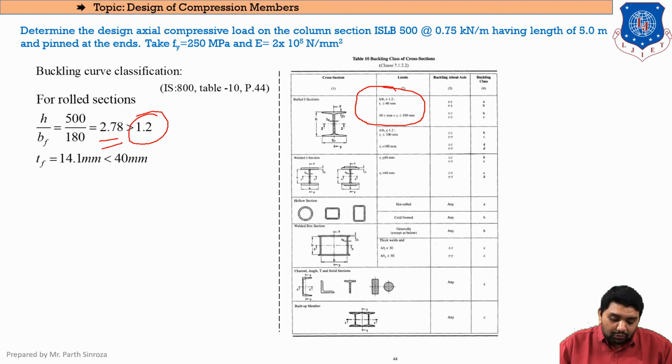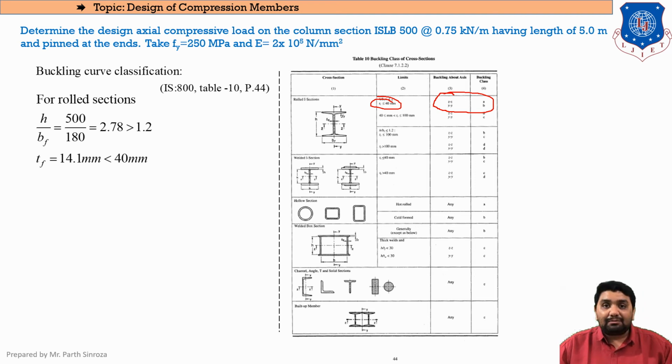For the upper box also there are again two parameters. The first parameter is TF, that is thickness of flange. If the thickness of flange comes out to be less than or equal to 40 mm, then the buckling class about ZZ axis will be buckling class A, and buckling class about YY will be buckling class B. Clear? And if the thickness of flange is between 40 to 100, then the buckling class along ZZ will be buckling class B, and along YY will be buckling class C.